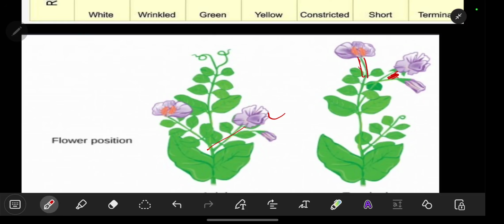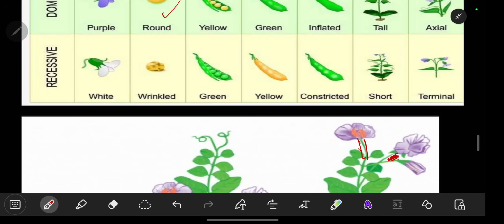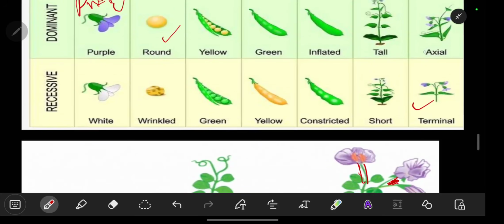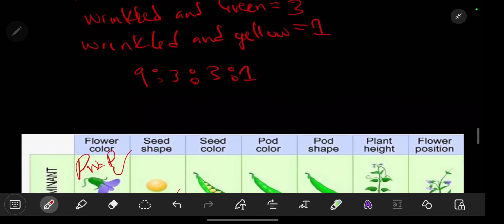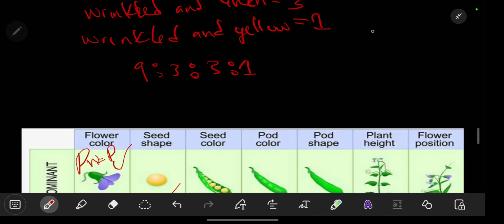So now when we look at this, the terminal is recessive, meaning to say as long as the axial is there, it does not show. That is how we go about that. So let's answer the question.